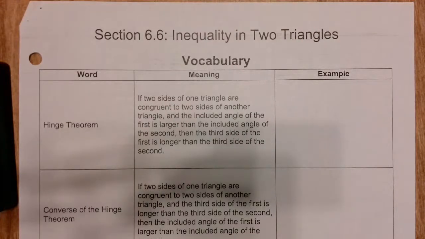Section 6.6, inequality in two triangles. So we have this thing called the hinge theorem. If two sides of one triangle are congruent to two sides of another triangle, and the included angle of the first is larger than the included angle of the second, then the third side of the first is longer than the third side of the second.